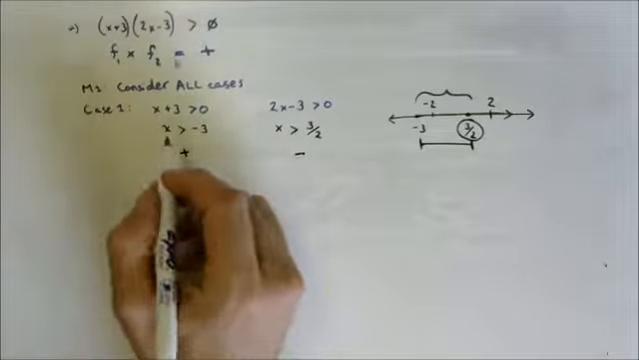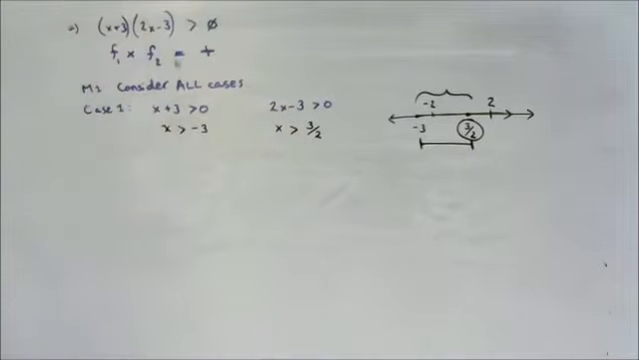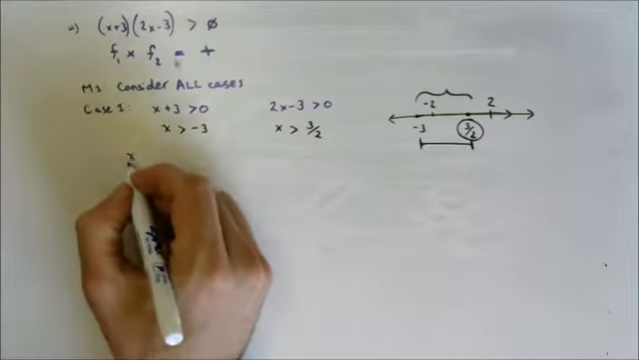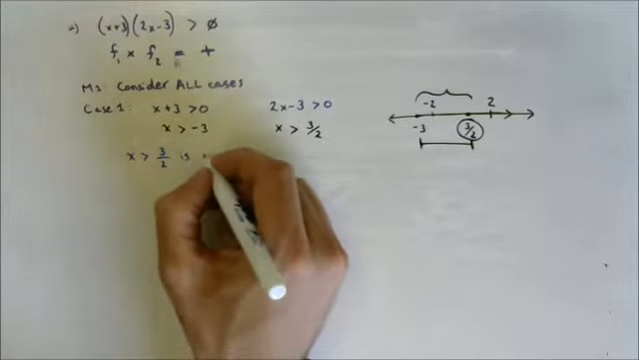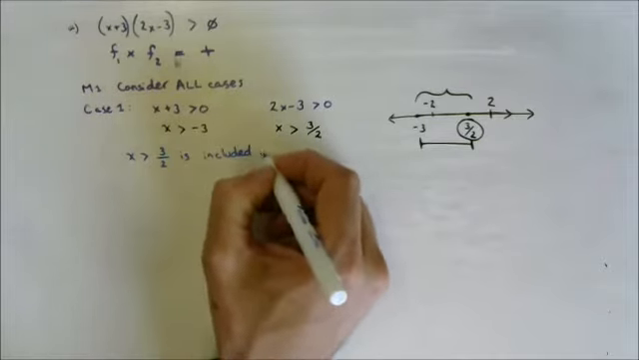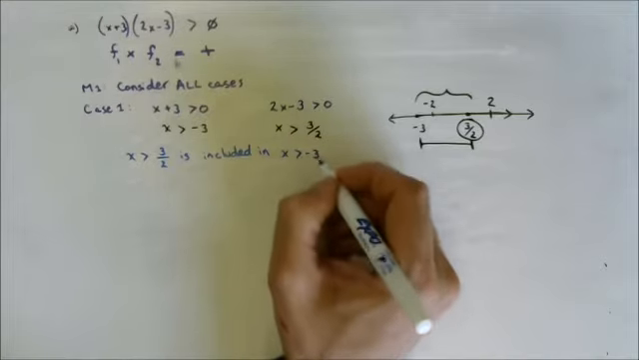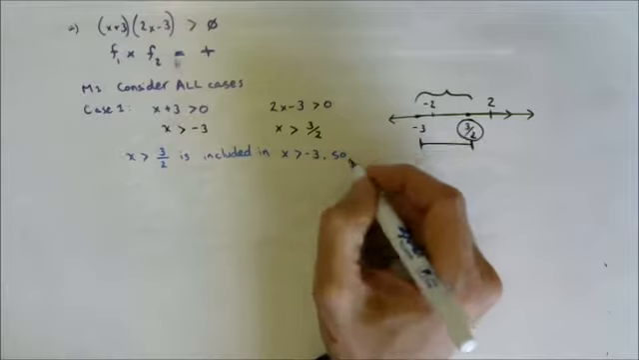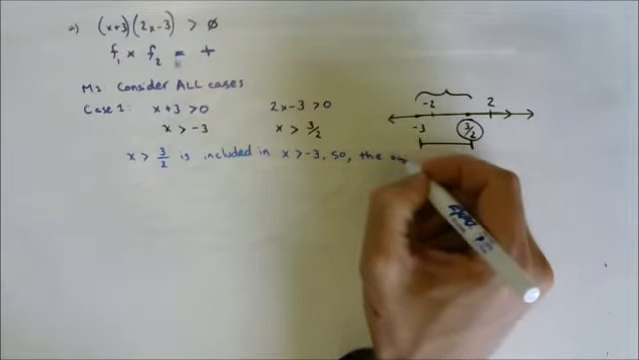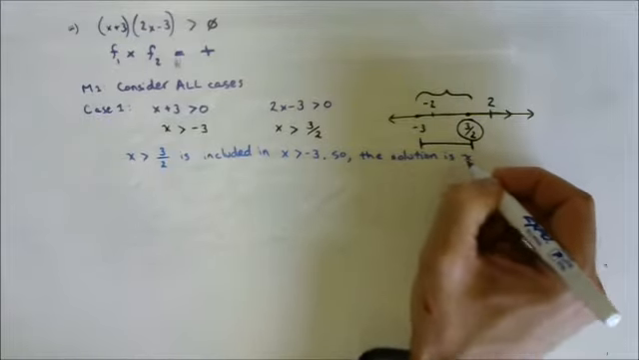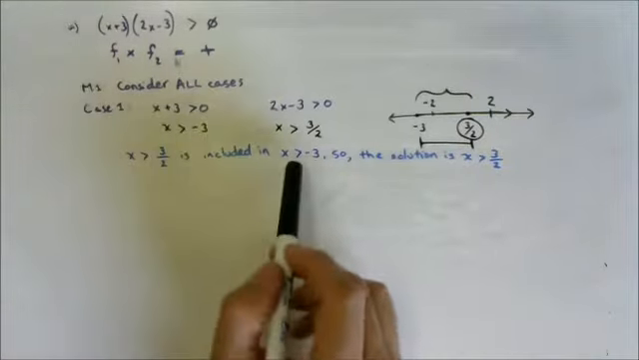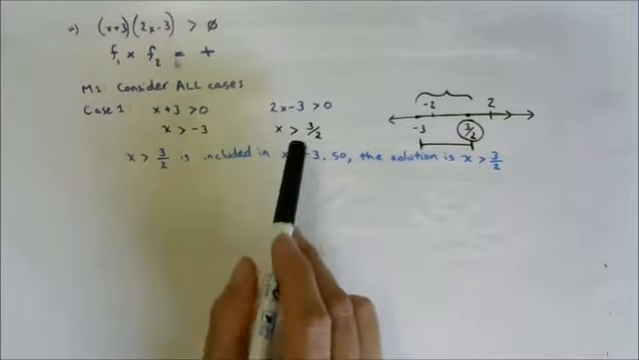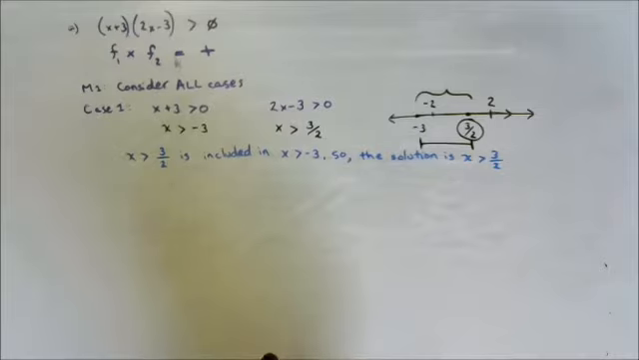So that was case 1. That was getting a positive and a positive. So what do we need? A concluding statement there. x greater than 3/2 is included in x greater than -3. So the solution is x greater than 3/2. Basically, in each solution, when you combine these cases and you're deciding which one is the solution for both, you're going to take the more restricted solution, the more restricted domain, okay? The smaller domain.